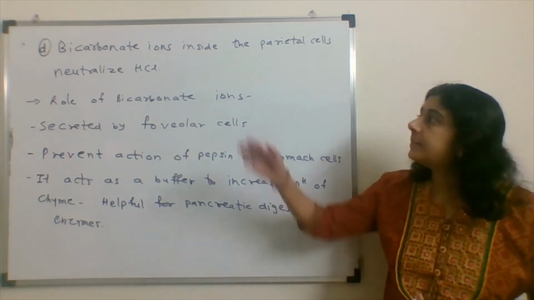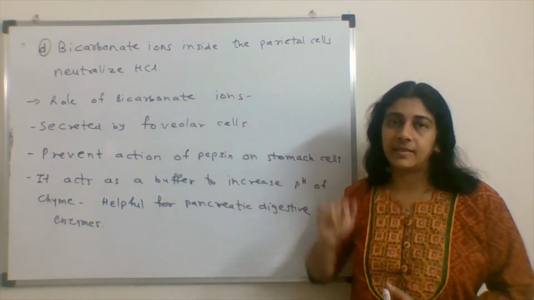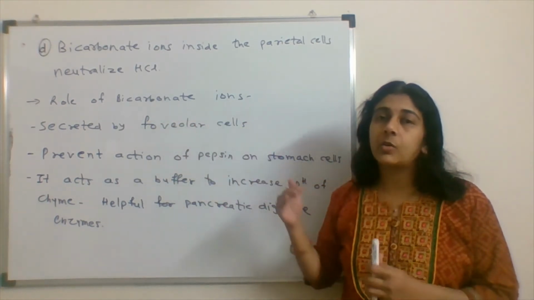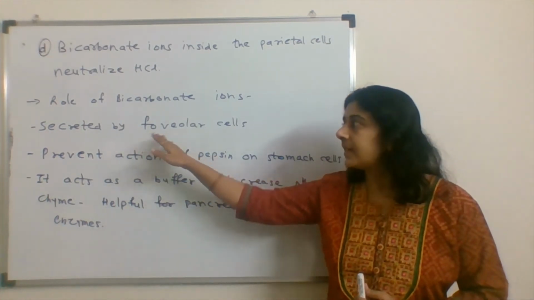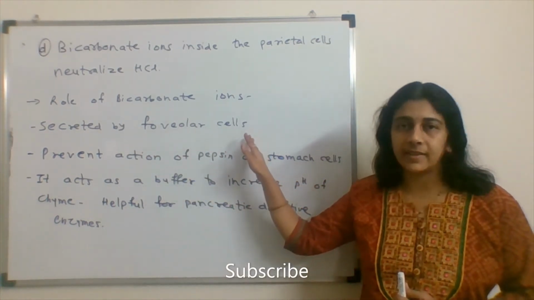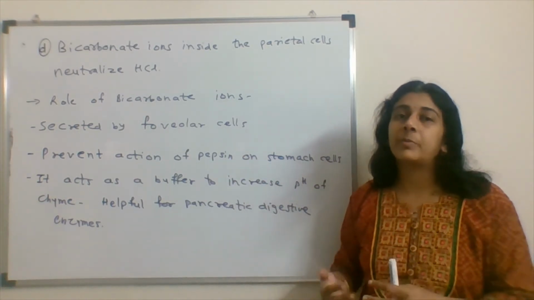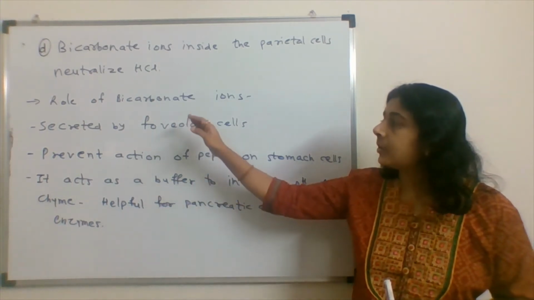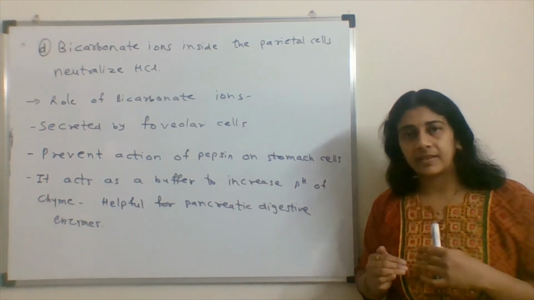Option D says bicarbonate ions inside the parietal cell neutralize HCl. See here, when we see the role of bicarbonate ions, first of all, these are secreted by foveolar cells and these are present in our stomach. These are not present in our parietal cells. Okay? Their role is to prevent the action of pepsin on the stomach cells.